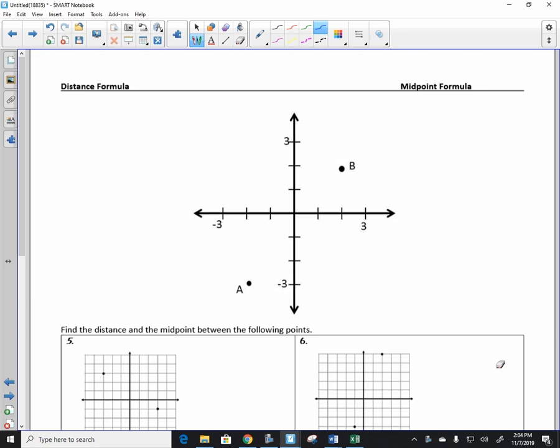Very impressive. Yesterday was Pythagorean theorem. The distance formula is the Pythagorean theorem. It's the same thing. It just looks like this. Distance is equal to the square root of x sub 2 minus x sub 1 quantity squared plus y sub 2 minus y sub 1 quantity squared. So I'm going to show you how this becomes the Pythagorean theorem.